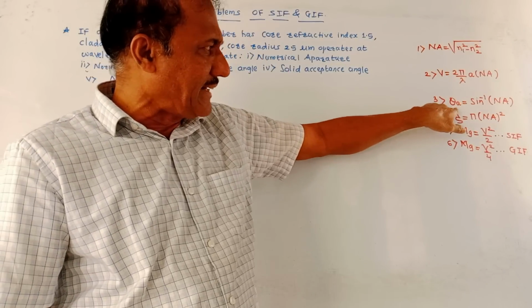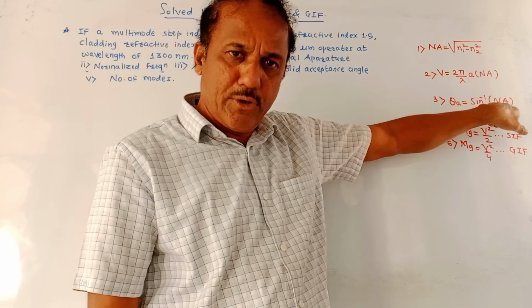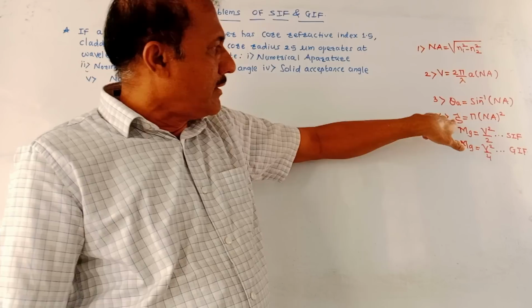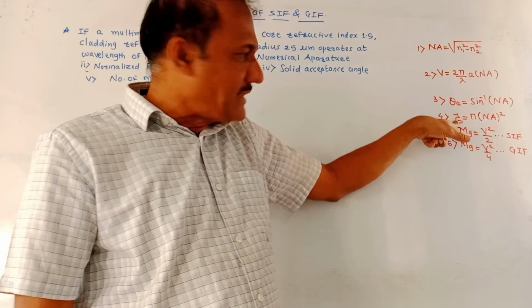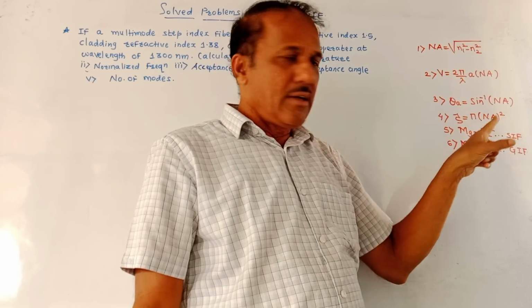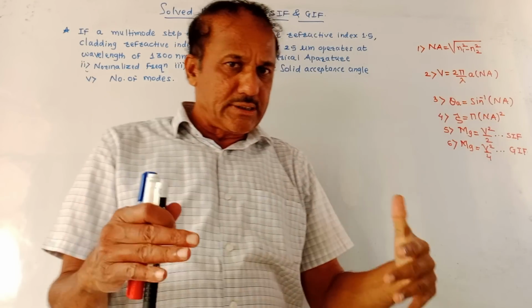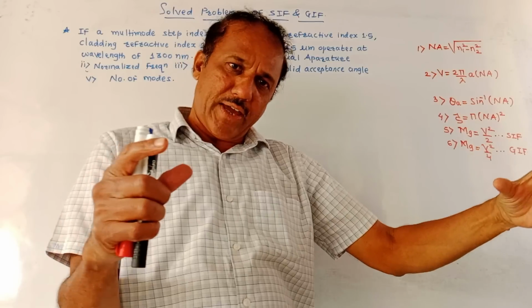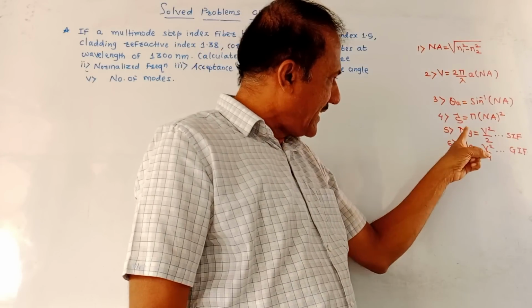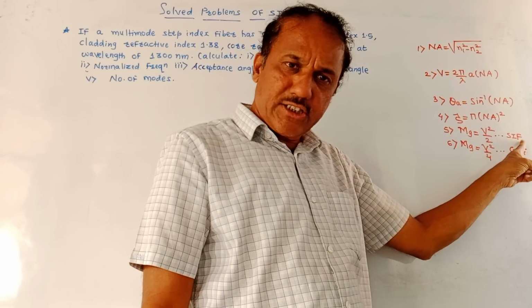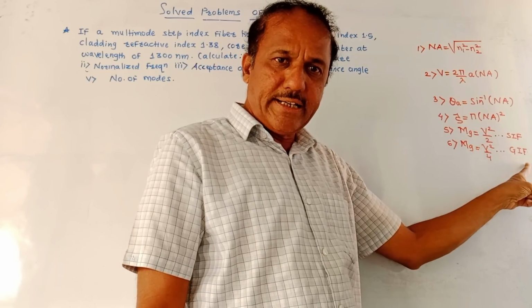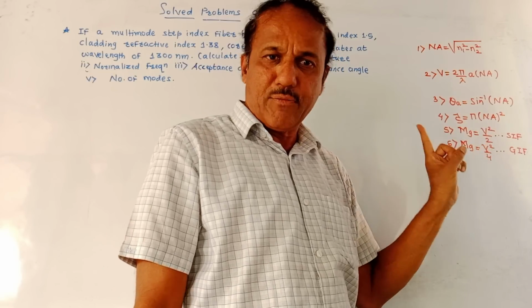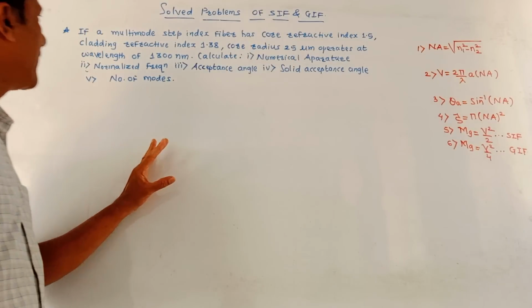Third, acceptance angle theta A is sine inverse of numerical aperture NA. Zeta, that is solid acceptance angle, is pi NA square. Then the number of modes that are propagating through the particular fiber, the corresponding notation is Mg. For step index fiber SIF, the formula is V square upon 2. For graded index fiber GIF, it is V square by 4. Now let us discuss one numerical.